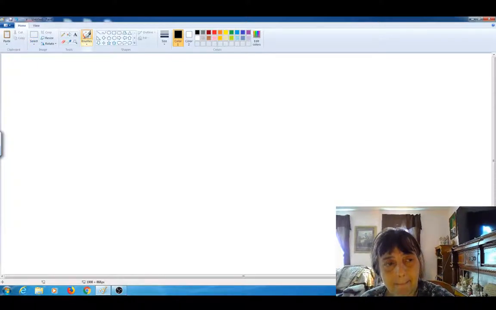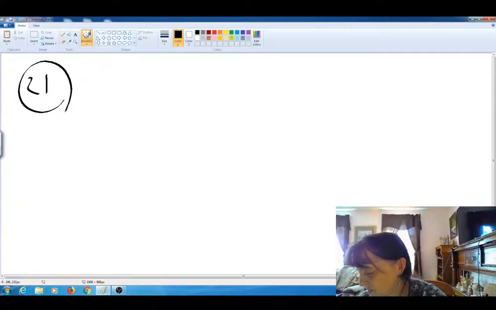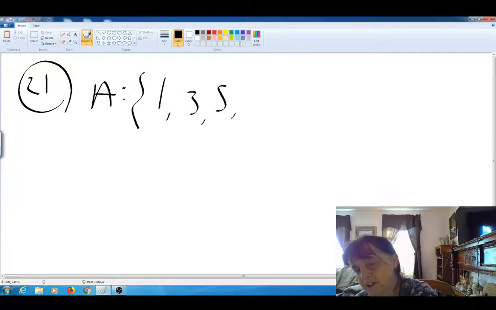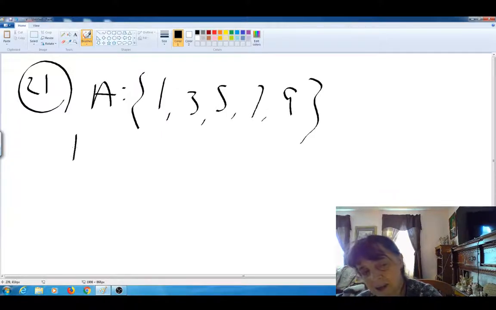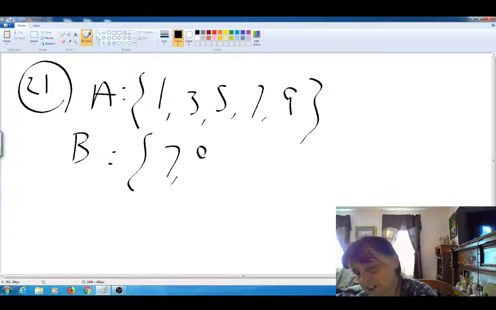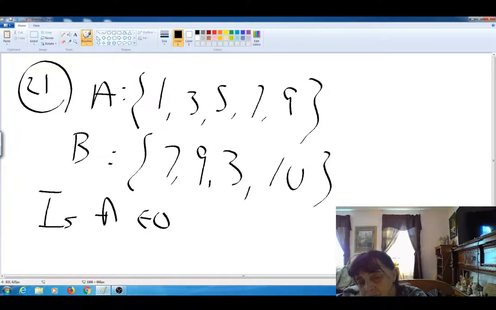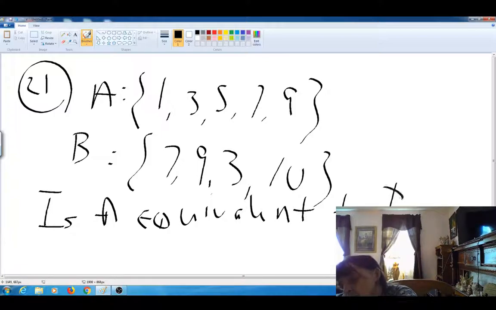Okay, number 21. A is 1, 3, 5, 7, 9. B is 3, 7, 9, 10. Is A equivalent to B? No, it is not, because A has 5 elements and B has 4. To be equivalent, they have to have the same number of elements. So no, it is not equivalent.